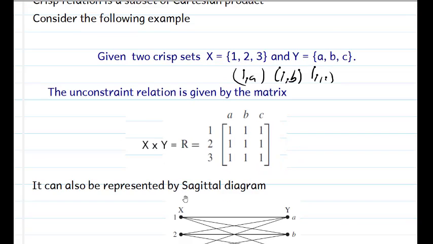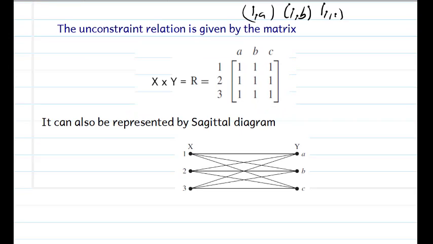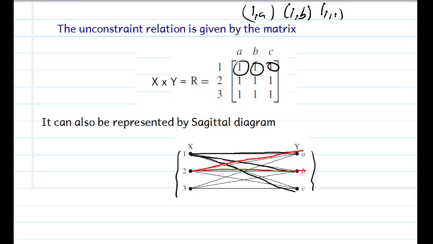Now we also have something called the sagittal diagram. So this is the sagittal diagram. We have X with three elements 1, 2, 3, and Y with a, b, c. We take 1 with a, 1 with b, 1 with c. All are present, so we draw a line this way, and the second one from 2 to a, 2 to b, and 2 to c. And then finally from 3 to a, 3 to b, and 3 to c. This is how we draw the sagittal diagram.